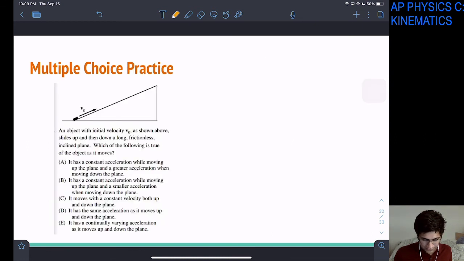All right, so this is a normal multiple choice question now. An object with initial velocity v0, as shown above, slides up and then down a long frictionless inclined plane. Which of the following is true of the object as it moves? Okay, I'll let you read this for a second.